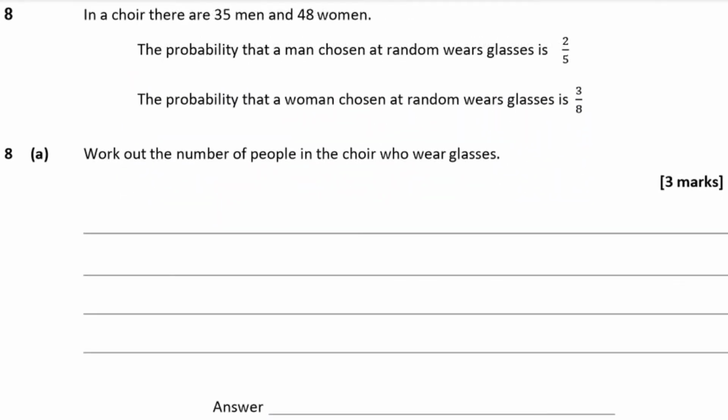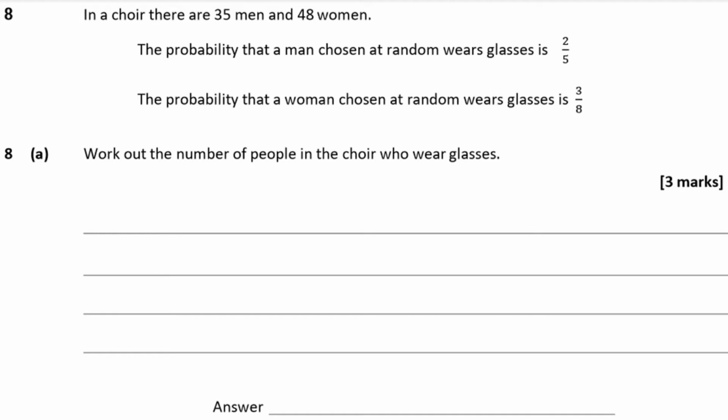Question 8. In a choir there are 35 men and 48 women. The probability that a man chosen at random wears glasses is 2/5. The probability that a woman chosen at random wears glasses is 3/8. Work out the number of people in the choir who wear glasses.